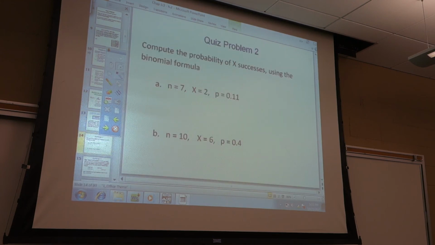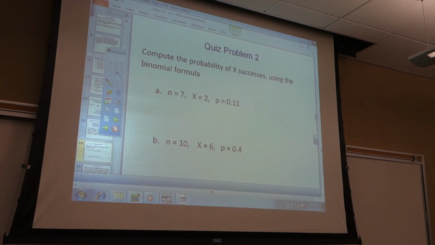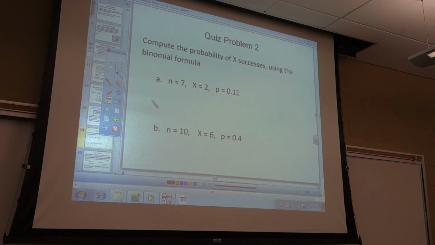Okay, so quiz problem number 2. Again, the formula is already written in for you. So this is n choose x times little p to the x times little q to the n minus x. So the first one would be 7 choose 2 times my little p is 0.11. If my little p is 0.11, what's my little q? Yep, 1 minus 0.11, 0.89.